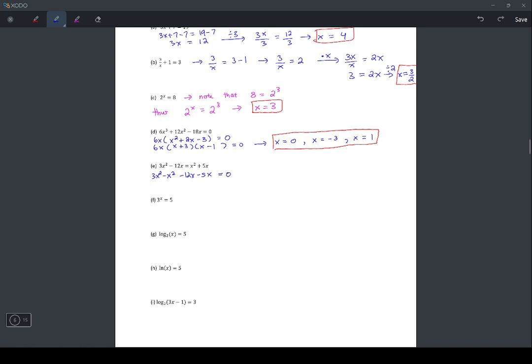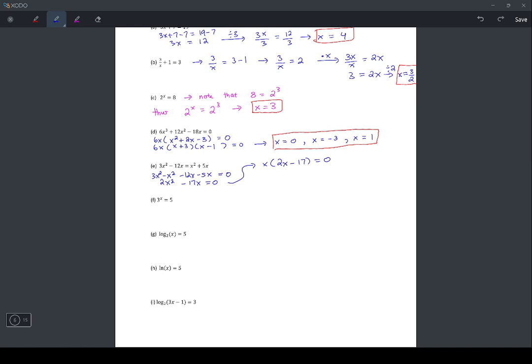And then I'm going to collect like terms. 3x squared minus x squared is 2x squared. And negative 12x minus 5x is negative 17x. Okay, next step. I'm going to common factor an x out. And continue that up here. X times 2x minus 17 is equal to 0.